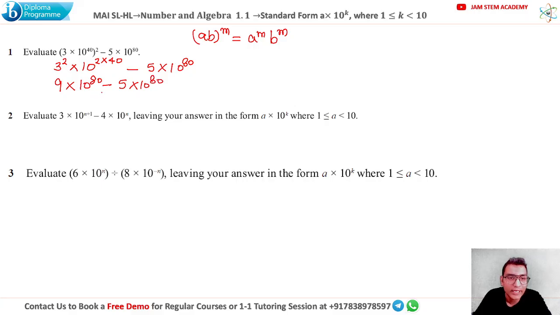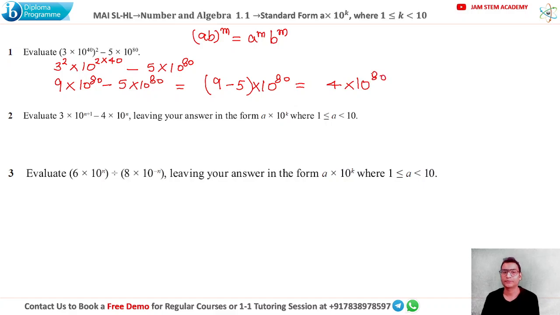Now you can take out this 10 to the power 80 common. If you take out 10 to the power 80 common, you are left with 9 minus 5. Either you can use your GDC, then also you can get the answer. But if you are solving it manually, it is (9 minus 5) times 10 to the power 80, which is nothing but 4 times 10 to the power 80. That is the final value.